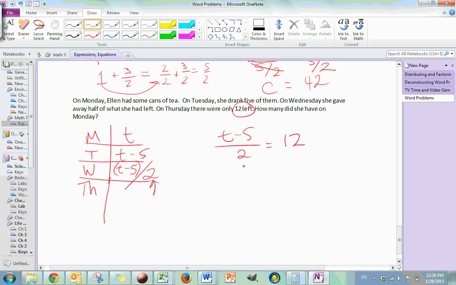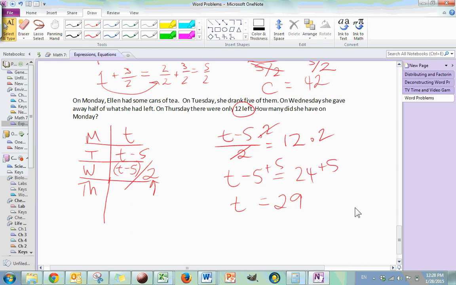I'm going to run through this real quick since we did one similar to this. Multiply both sides by 2, and you're left with, these cancel out, so t minus 5 equals 24. Add 5 to both sides. She started with 29.